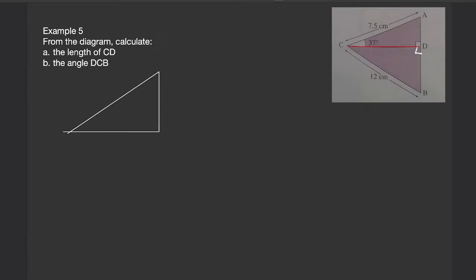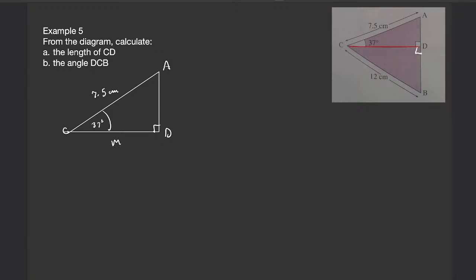Okay, so we have our right angle here. We have D, we have A, we have C. We have our angle, which is 37 degrees. Our hypotenuse is 7.5 cm. How do I know it's the hypotenuse? It's the side opposite my right angle. Right, that side opposite, that is our hypotenuse. Okay, and we want to find CD. Let's give this the letter M. I don't know, let's use M.